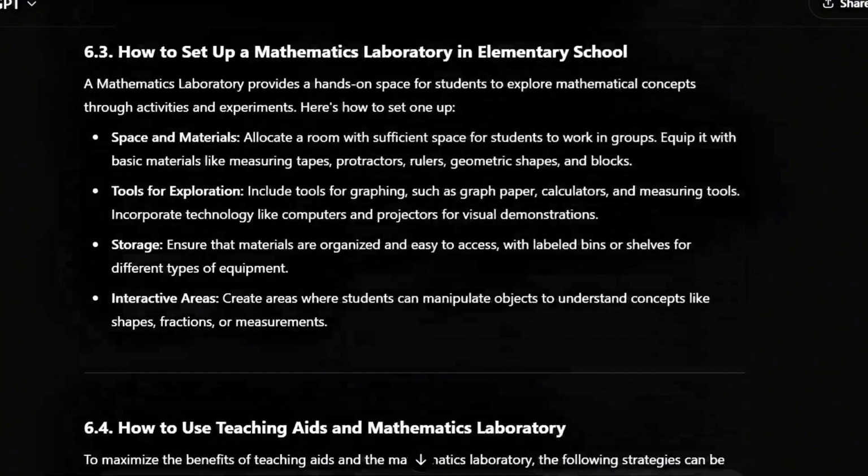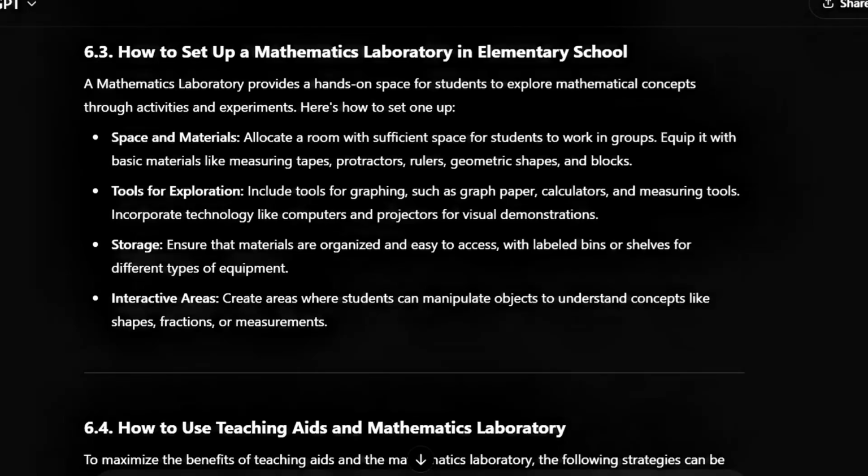6.3. How to set up a mathematics laboratory in elementary school. A mathematics laboratory provides a hands-on space for students to explore mathematical concepts through activities and experiments. Here's how to set one up.